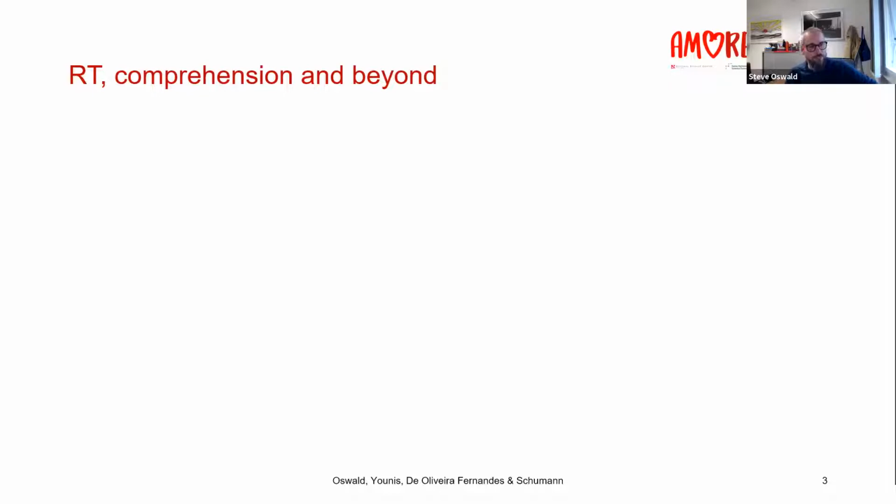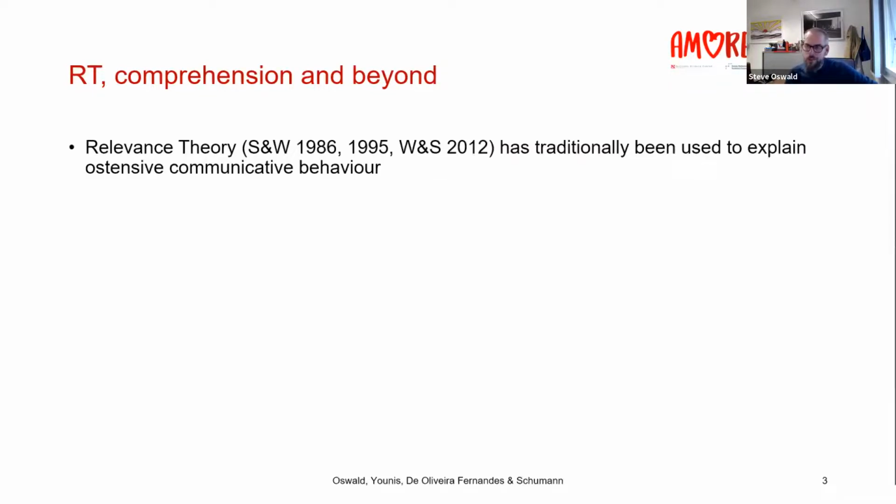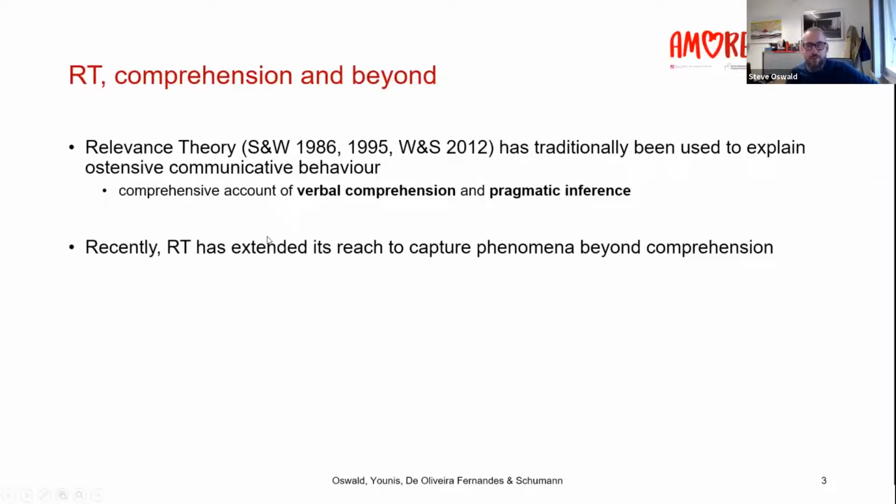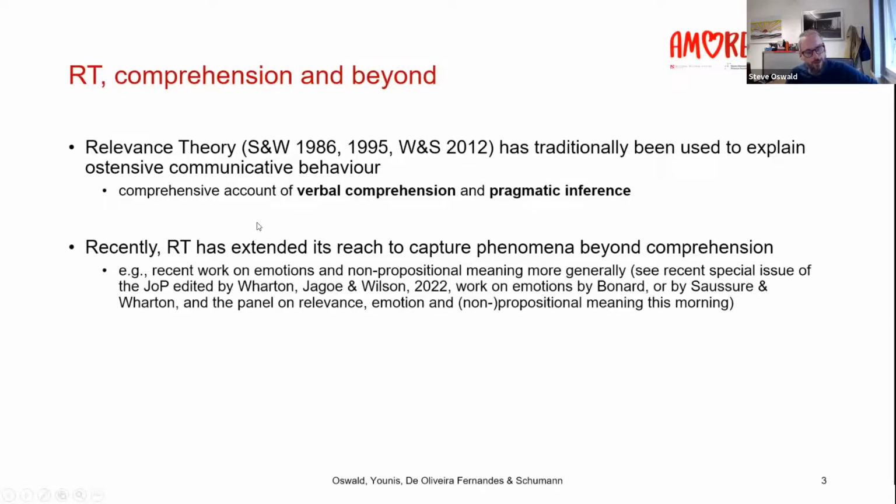All right, so RT has traditionally been used to explain ostensive communicative behavior. It gives us a very comprehensive account of verbal comprehension and pragmatic inference, but recently it has extended its reach to capture phenomena beyond comprehension. I'm thinking here about recent work on emotions and non-propositional meaning. There was a special issue with lots of papers on this. Work on emotions by Constant and Louis Saussure and Tim Morton. And this morning, the panel on relevance, emotion, and non-propositional meaning was very much in relation to this.